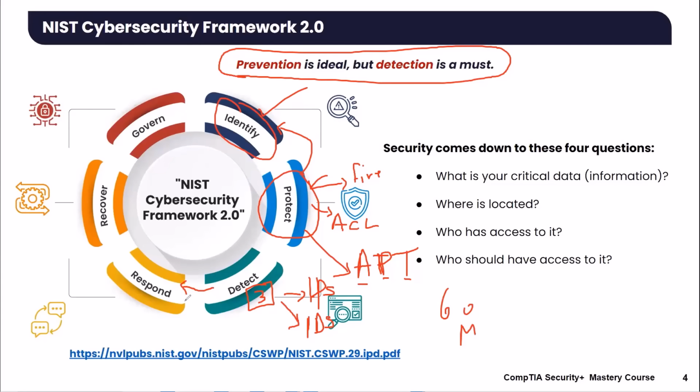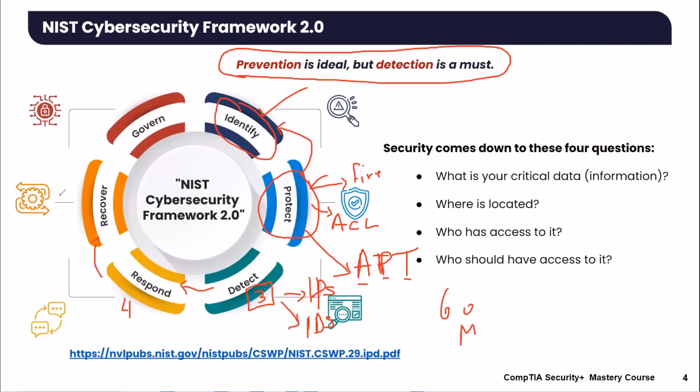So phase number 4 here is response. Once we detect that the bad guys are here, we've got to respond. This is where we go in and try to fix the issue, where we try to stop the bleed, if you will. We are going in and responding to the incident.